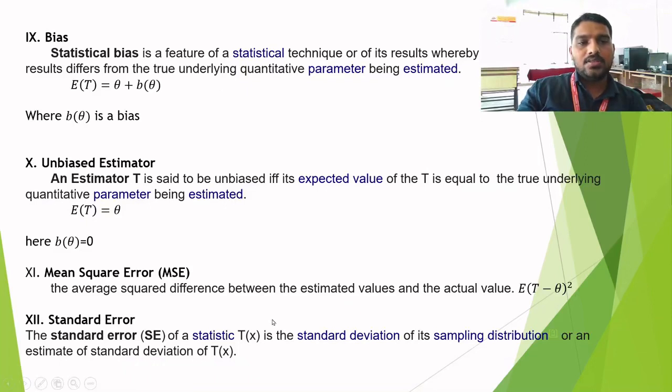So next is standard error. Standard error of statistic T(x) is the standard deviation of its sampling distribution, or in other words we can say that an estimate of the standard deviation of T(x) is equal to the standard error.